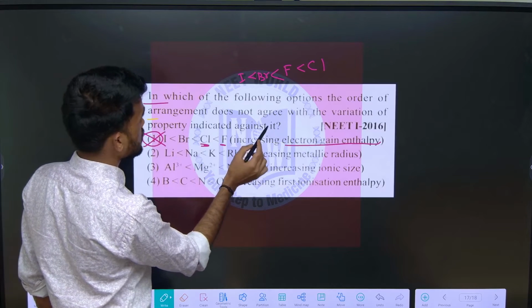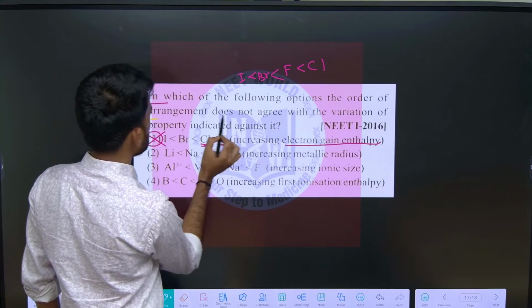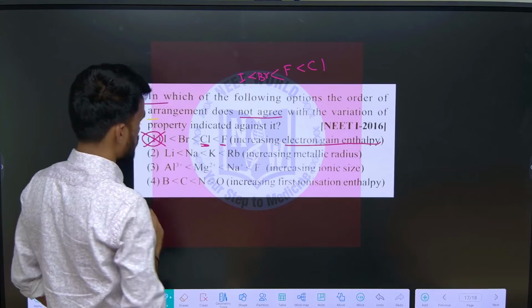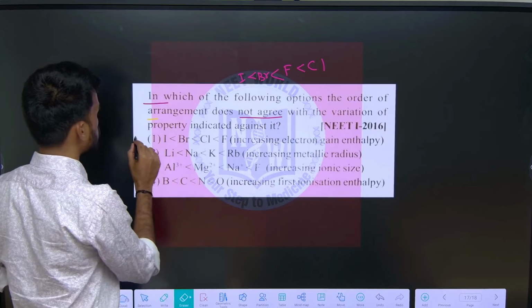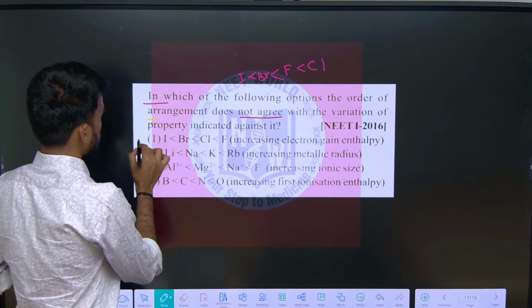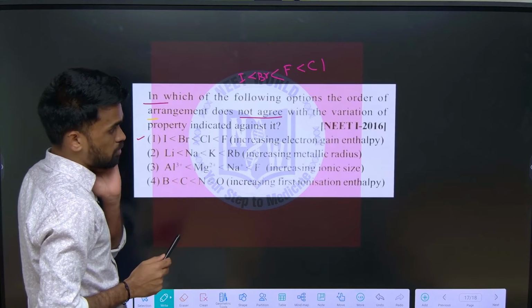What they are asking is which option does not agree. Yes, this does not agree, so you have to choose this first one. Okay, and let us check the other options also.